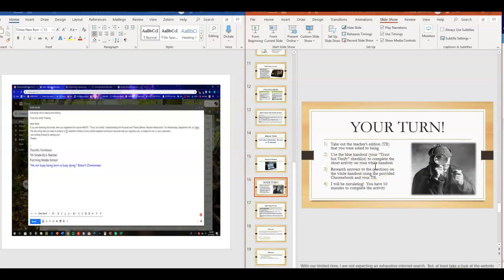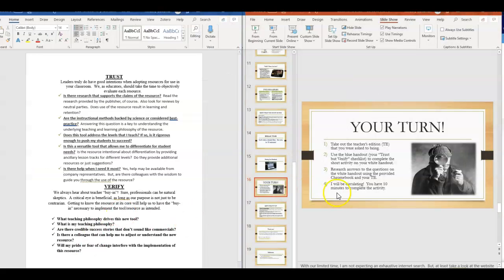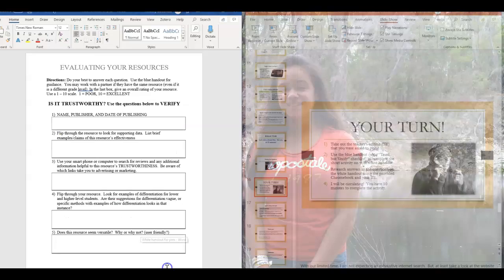And then your turn. This is where they're going to take out their TE and they're going to evaluate. So let me show you. It's a little handout. I say that they're going to use a blue handout. I didn't make it blue here, but if I printed it, I'd print it blue because I said so, and I'm a man of my word. And they'll use this blue handout and their teacher's edition of whatever they brought, because here's the checklist that they can use to evaluate their curriculum.